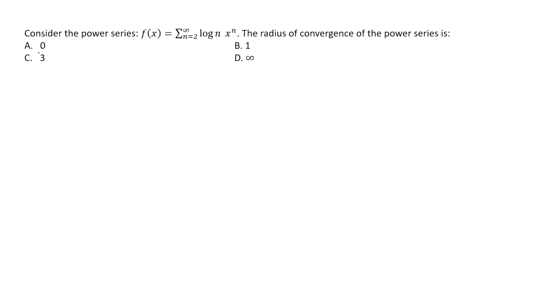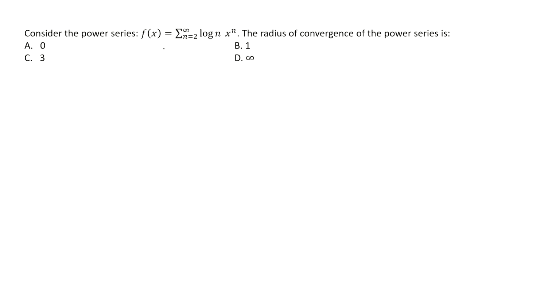Hello everybody, today we are doing a question from CSIR NET June 2017. The question is from part B. The question says, consider the power series f(x) = sigma n = 2 to infinity log n x^n. Then the radius of convergence of the power series is: a) 0, b) 1, c) 3, d) infinity.